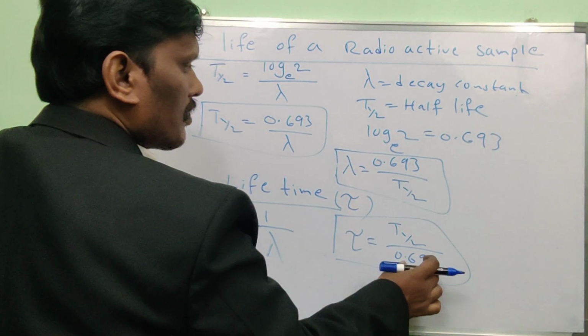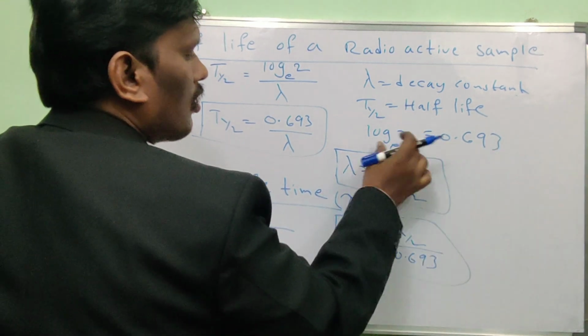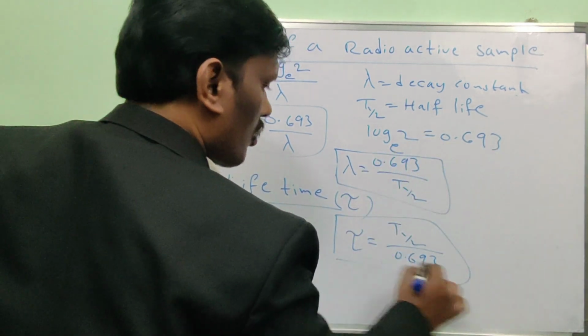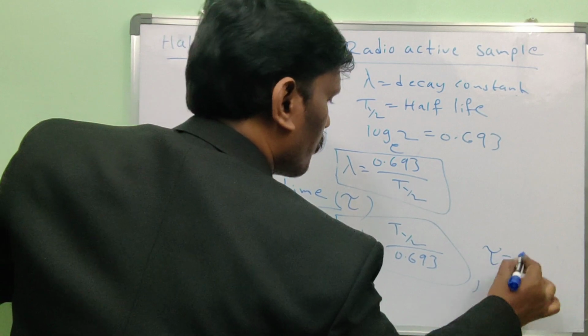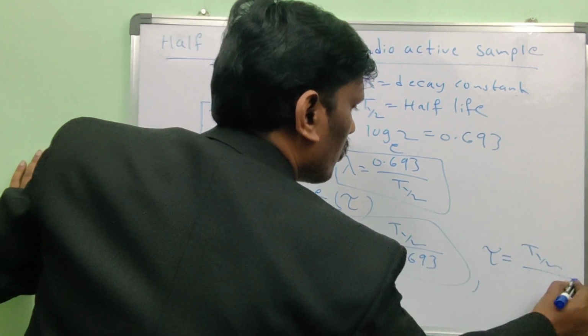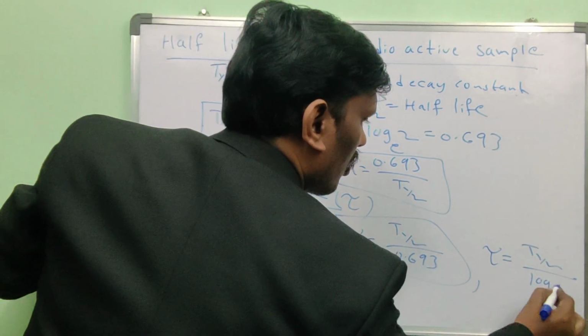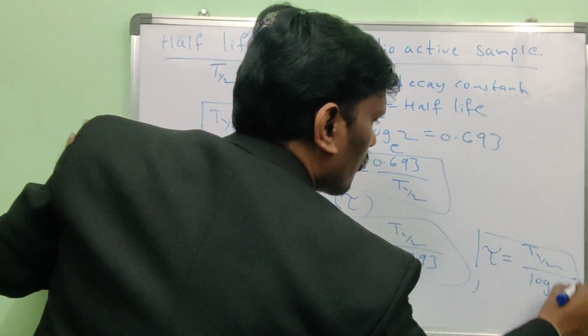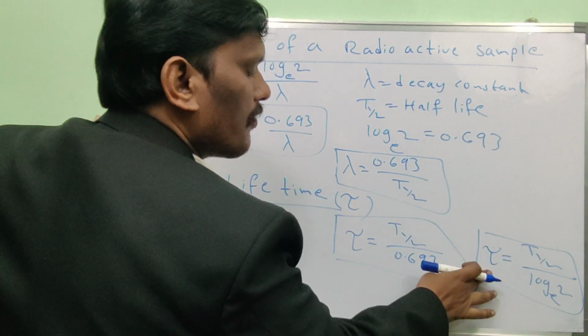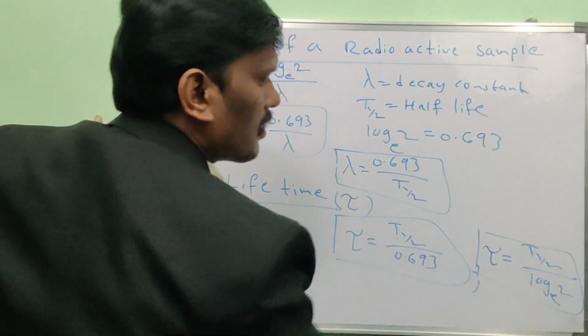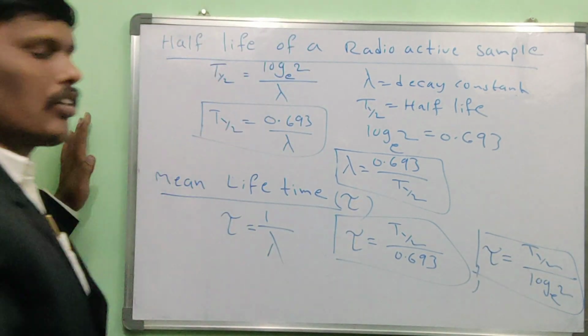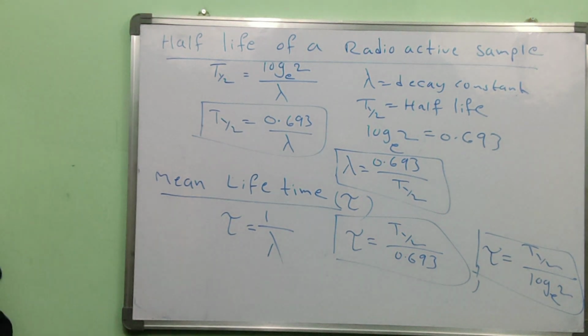But we know that 0.693 means log 2 base e. That's why this is also written as tau is equal to T half upon log 2 base e. Sometimes out of 4 options, the question asks for mean life and one of the options is given as T half by log 2 base e. Then we need to select that option. Note down, students.